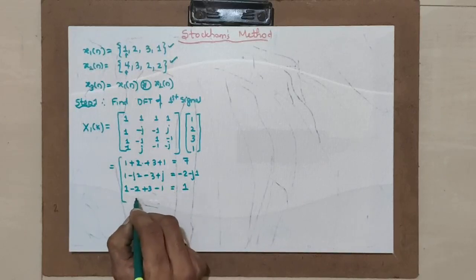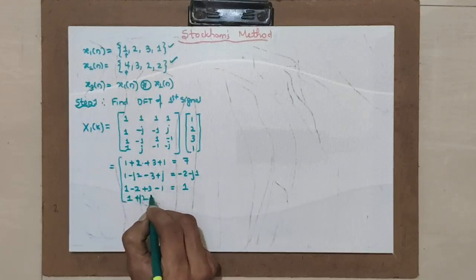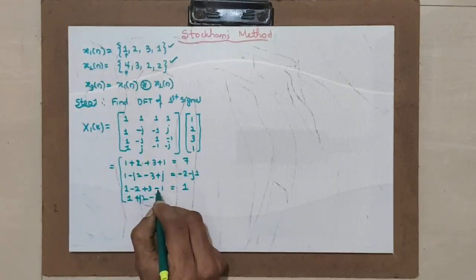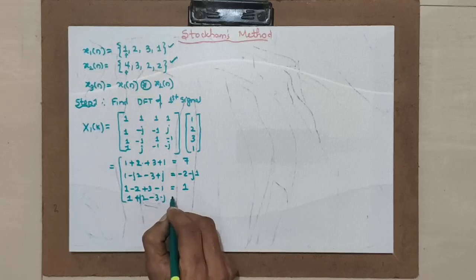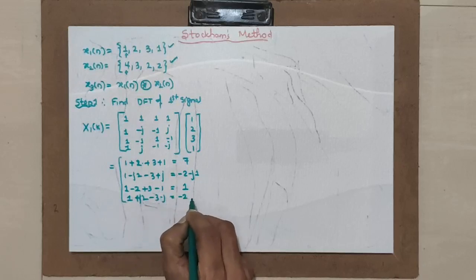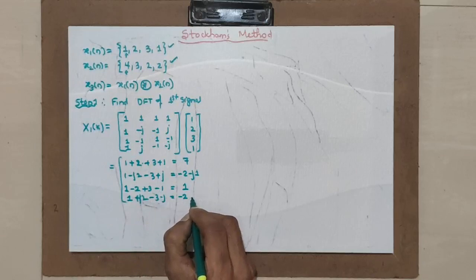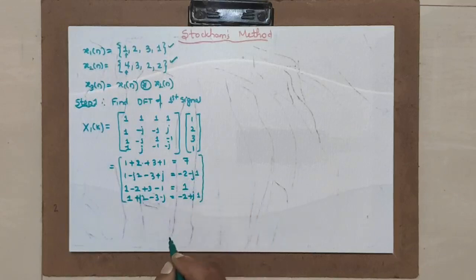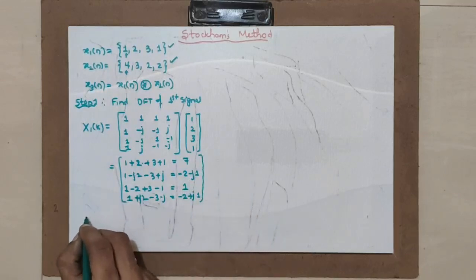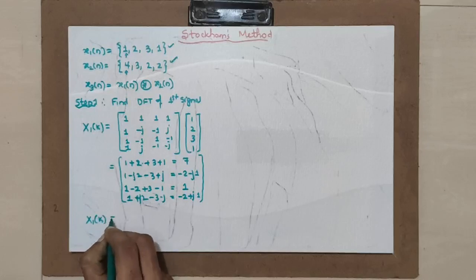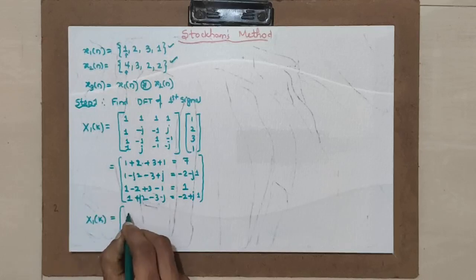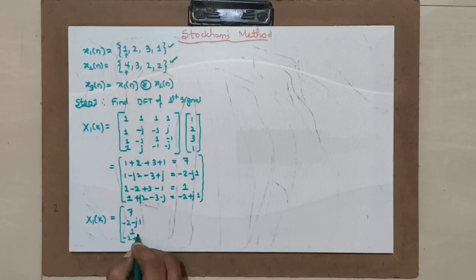Now the last: 1 plus j2 minus 3 minus j1, giving you minus 2 plus j1. My answer has come now. Anyway, I will write x1k. x1k, my answer is 7, minus 2 minus j1, 1, minus 2 plus j1.